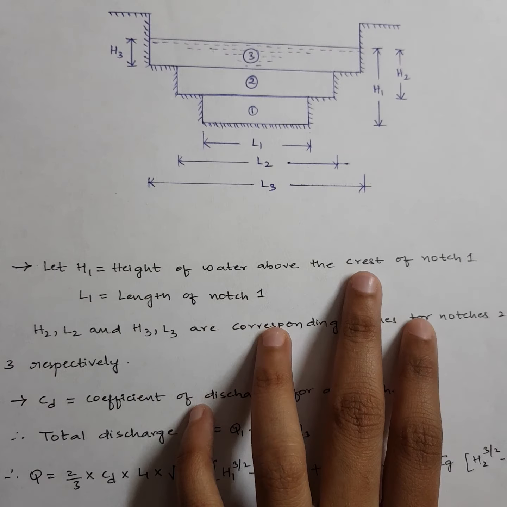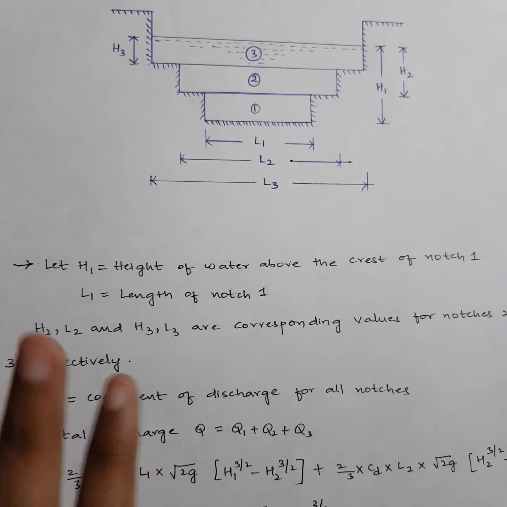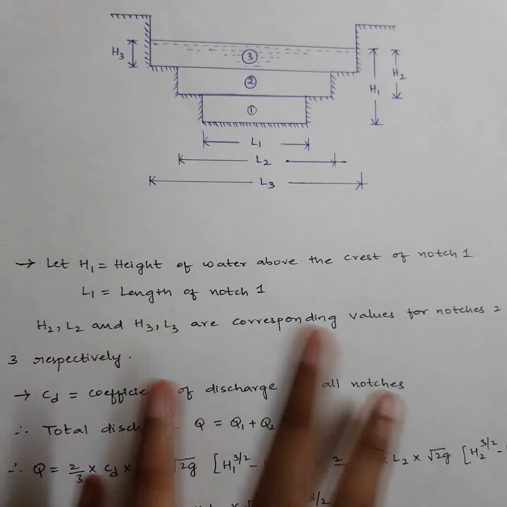That's what is written here. H1 is the height of water above the crest of the first notch, and L1 is the length of the first notch. Obviously H2, L2 and H3, L3 will be the corresponding values for the second and third notch. We'll assume the same coefficient of discharge for all three rectangular portions. Let it be the same CD.